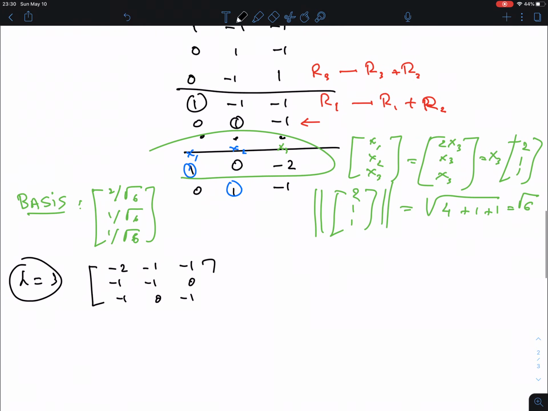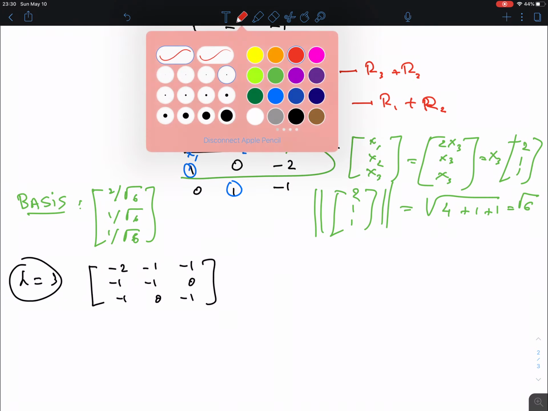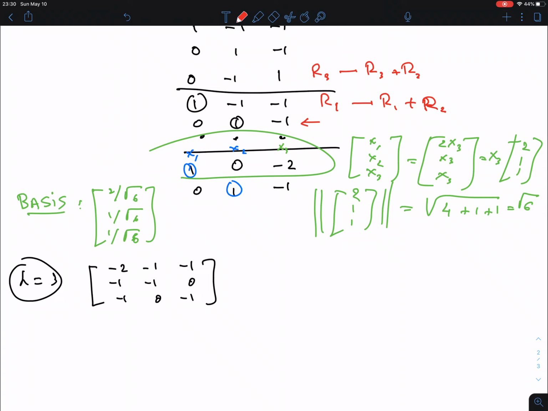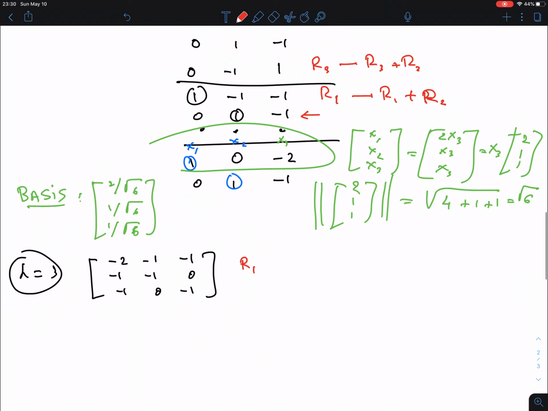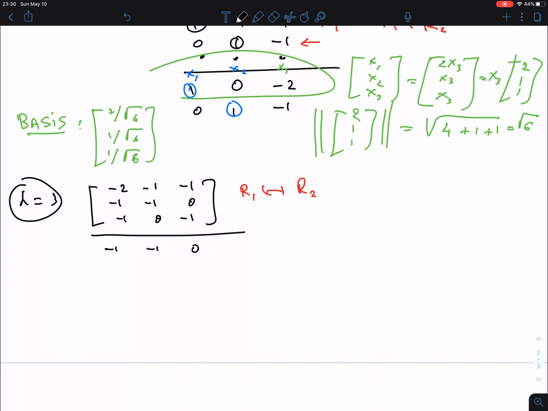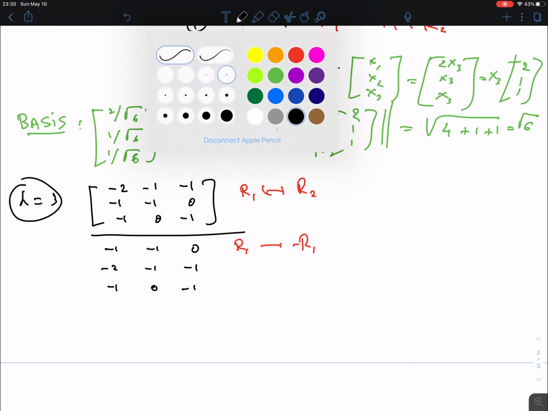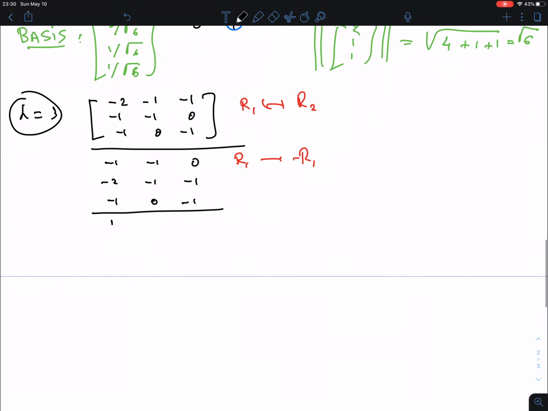Okay. I don't want fractions, so I'm going to swap around. No. All right, let's do it the long way. Swap around the first two. So I get minus 1, minus 1, 0, minus 2, minus 1, minus 1, minus 1, 0, minus 1. You could have already changed the sign too, but as I said, if you mix things, it's sometimes dangerous. So let's take the extra step here. So now we have a 1. The other ones, I don't care what they are, because I'm going to get rid of them.